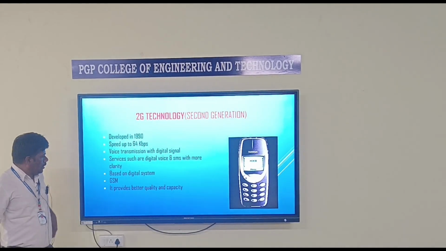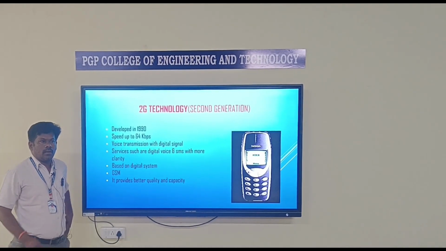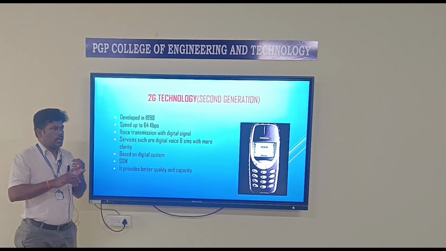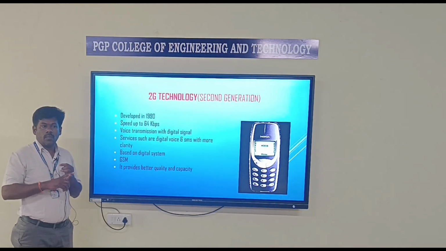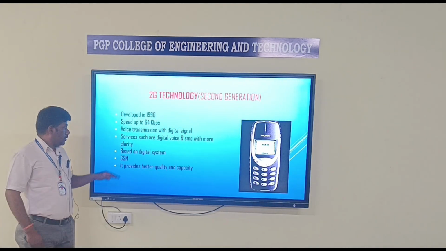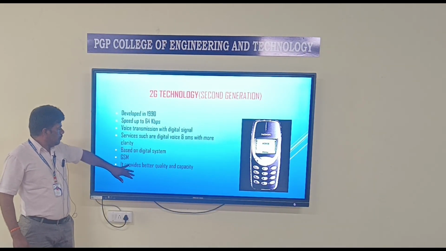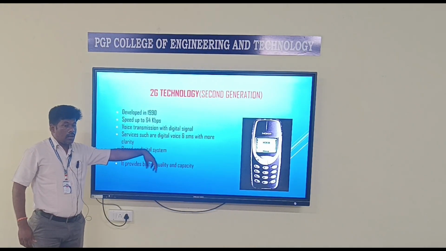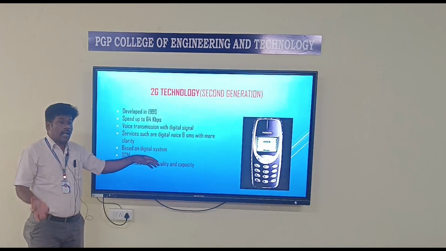Then GSM, that is Global System for Mobile communication. We have two types of mobile communication. One is GSM, meaning Global System for Mobile communication. Another type is CDMA, Code Division Multiple Access. I will tell you what that is later. Up to 2G we are using GSM. It provides better quality and capacity, so the quality of the voice call improves, and the capacity increases compared to 1G.